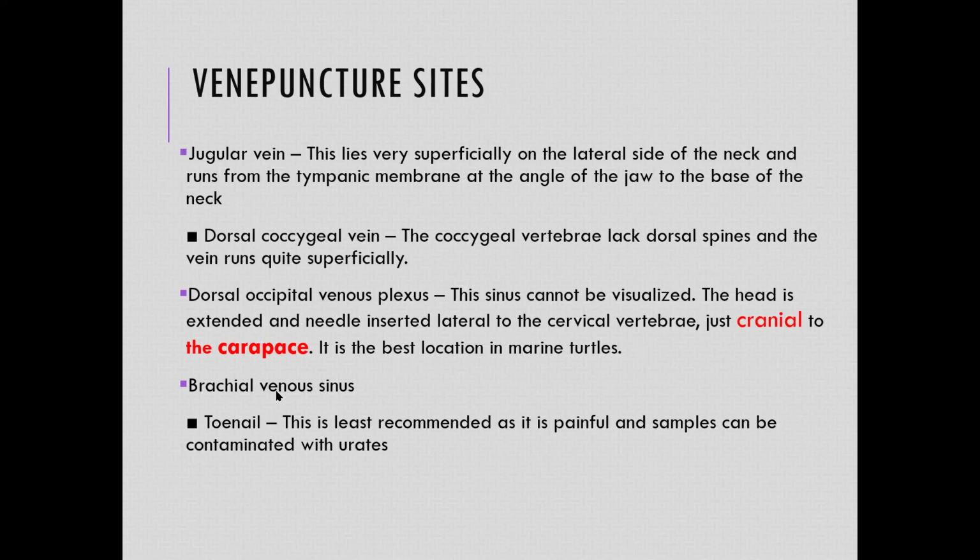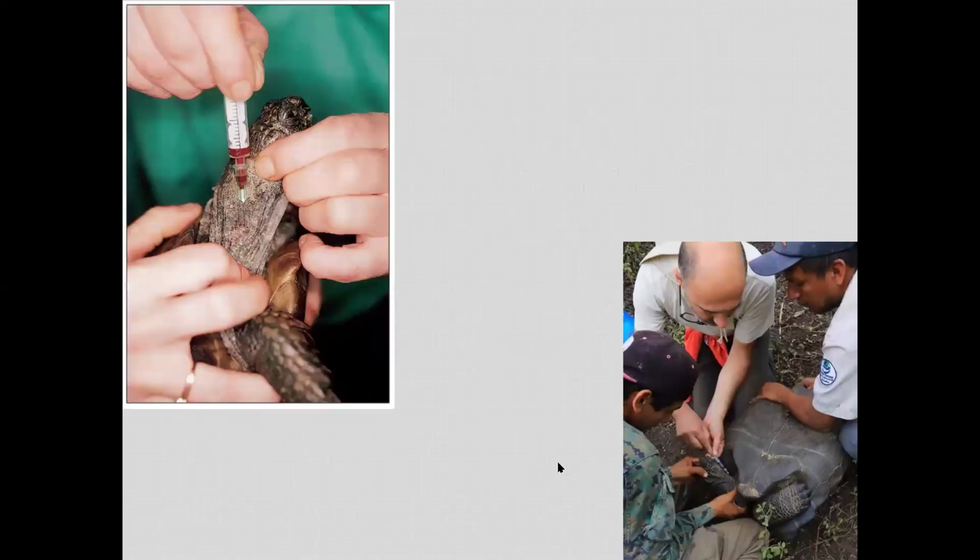And we can draw blood from the brachial venous sinus, which is located in the front limb, and then from the toenail. But it's least recommended because we must cut their nail until they bleed. It's very painful for them, and it can cause trauma and further infection.